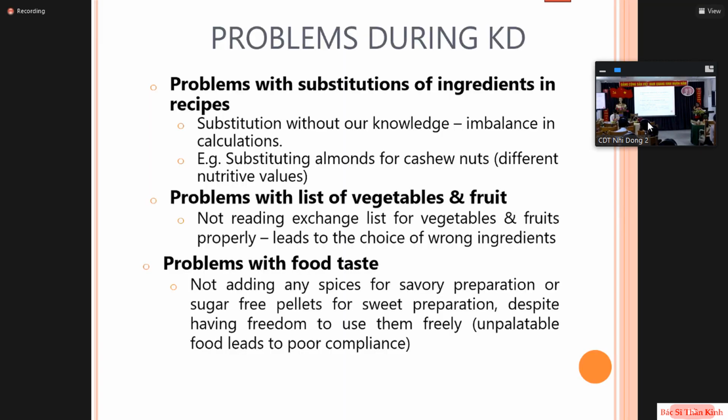Problems with list of vegetables and fruits. So in the calculation session, I explained that we send the fruit and vegetable list to our caregivers, right? So if they don't read the exchange list properly, then that leads to choice of wrong ingredients.